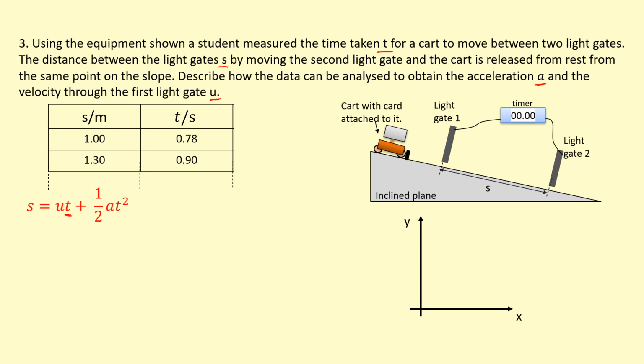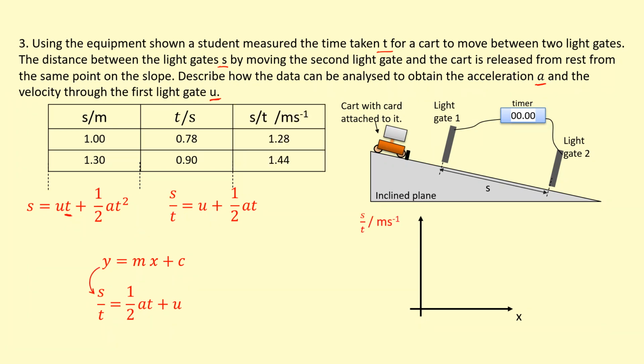So the best thing to do here is actually divide both sides by t, so you get s over t equals u plus half at, and then compare it to y equals mx plus c. On the y-axis I'm going to put s over t. That means I'll have to come up with a new column for s over t, which has units meters per second. Again, on the x-axis I'm going to plot time.